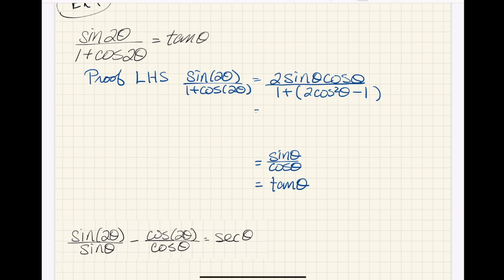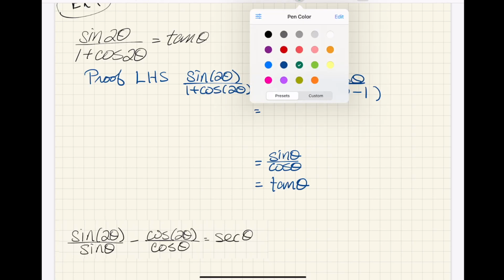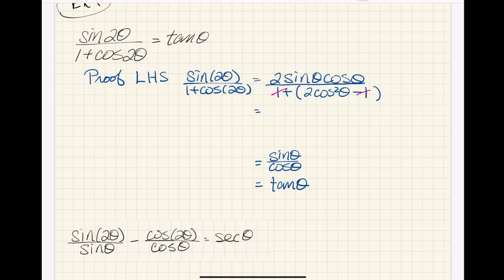Now, the plus sign in front of the parentheses isn't really doing much, so we're going to be able to let the 1 minus 1 cancel out, giving us 2 sine theta cosine theta over 2 cosine squared theta.